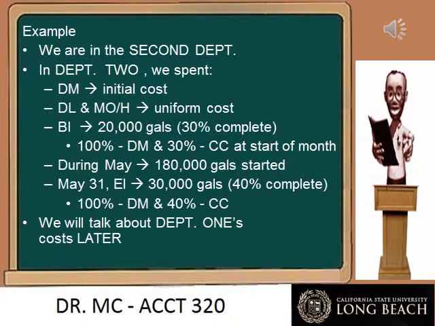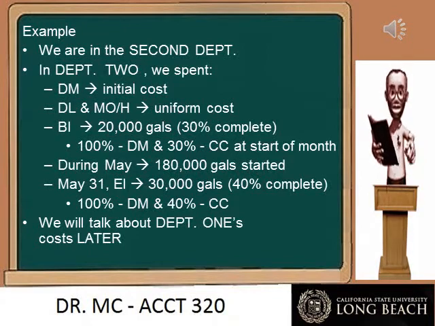There are 20,000 gallons in beginning inventory, which are 30% complete. Because direct materials are an initial cost, this means that the gallons are 100% complete with respect to direct materials. Because conversion costs are a uniform cost, this means that the gallons are 30% complete with respect to conversion costs.